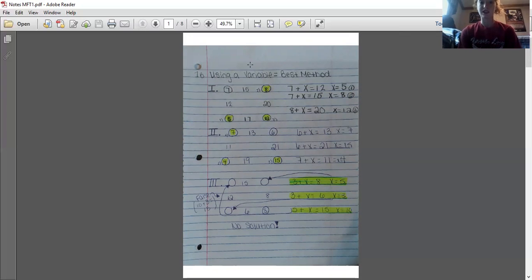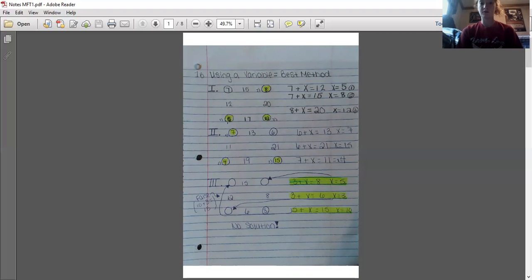And I solved for x then, and it got me 5 in the bottom left circle. 7 plus x equals 15, x equals 8, so that gave me the top right circle. 8 plus x equals 20, which x equals 12, and that gave me the bottom right circle.